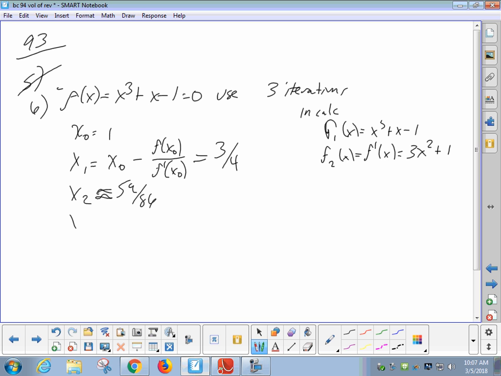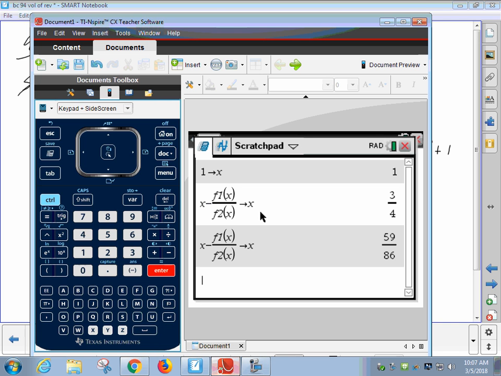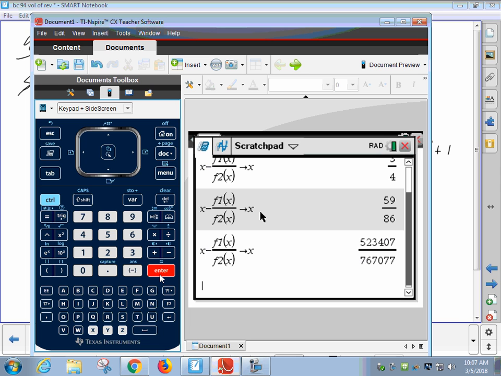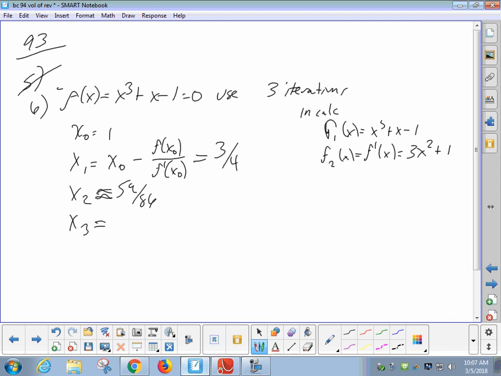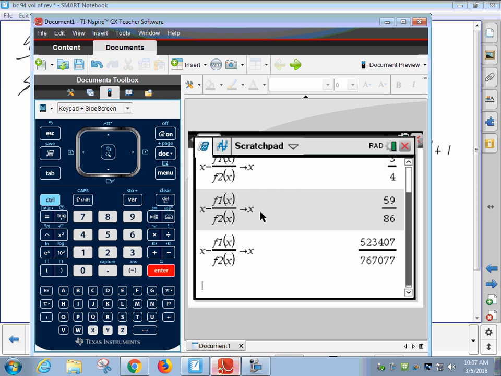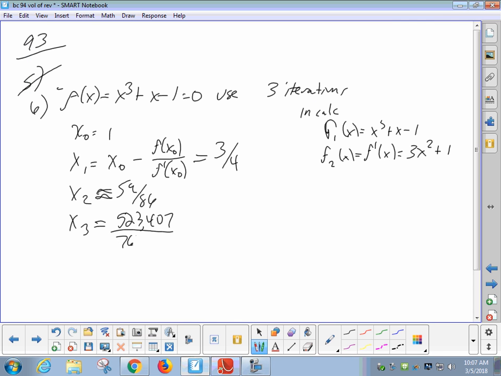The third iteration is, oh my goodness, 523,407 over 767,077. That's my estimate of the true zero. Okay, that's what I expect to see in the future.